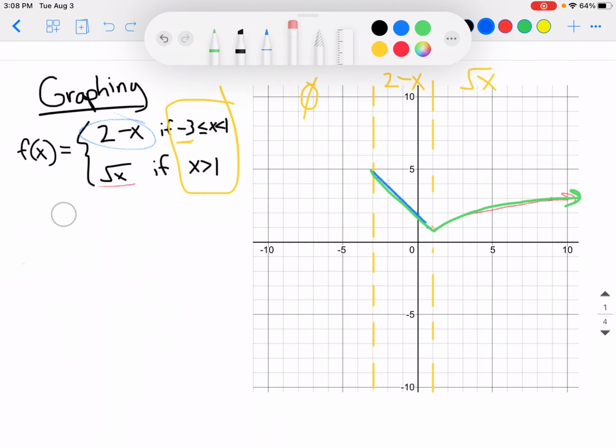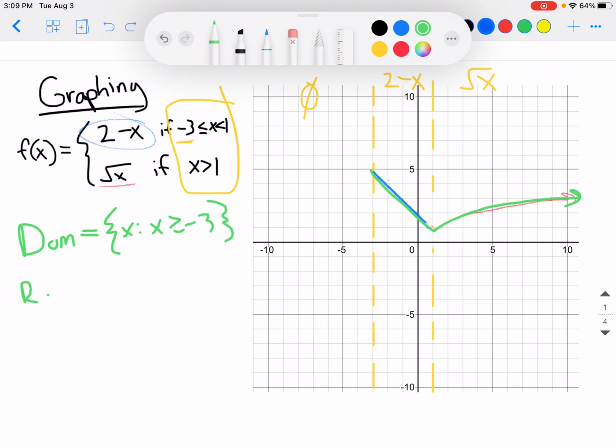Now that we have that, we can talk about the domain and range. So let's go domain. The domain is all the x values, and that goes no further to the left than -3. So we're going to say x has to be greater than or equal to -3 for our domain.